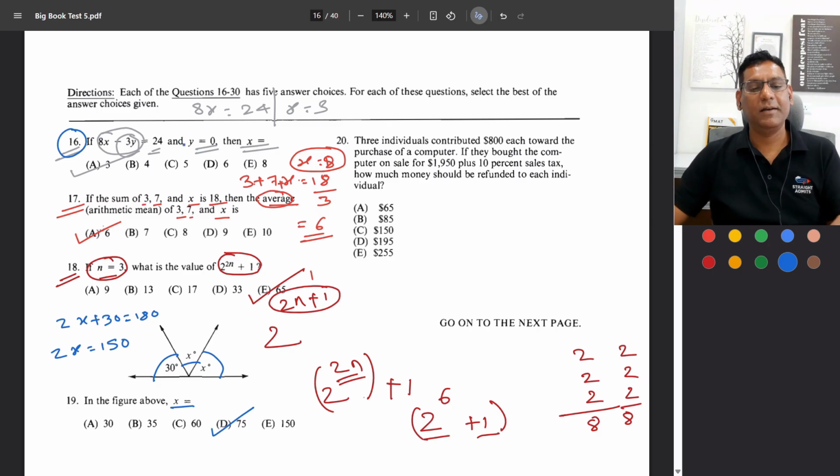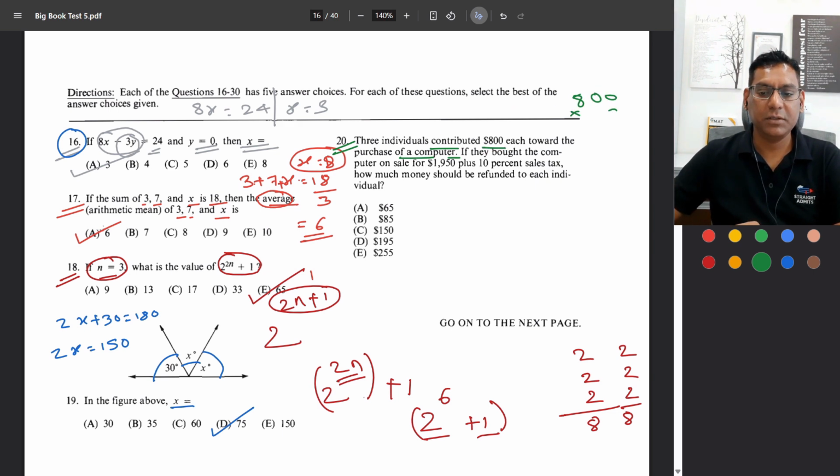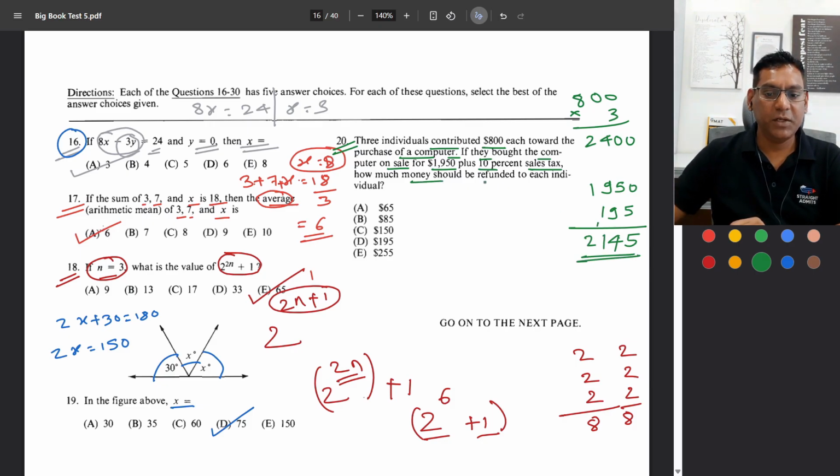But what I've seen while solving these big book tests is that question number 16 onwards, the next 5 questions are fairly straightforward. Question 20, 3 individuals contributed $800 each towards purchase of a computer. Okay, so they got 800 times 3, so they got $2,400 with them. If they bought the computer on sale for 1950 plus 10% sales tax, okay, so 1950 plus 10% is going to be 195, correct? The 1950 plus 195, that's going to be 2145.